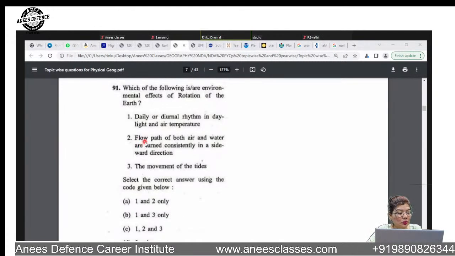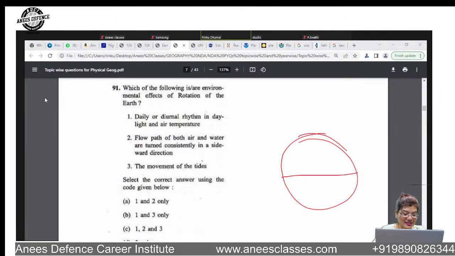Flow path of both air and water are turned consistently in a sideward direction. Sideward direction as in, let's say this is the earth. I'm not using a smart pen now, you must have figured that out. And this is the equator. So now let's say there is an ocean current or a wind that is passing by in the northern hemisphere. Now, even if that wind wants to pass in this direction, this cannot be the direction for it.